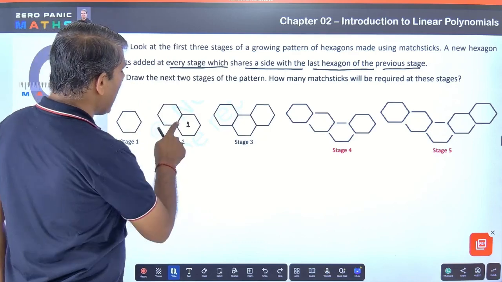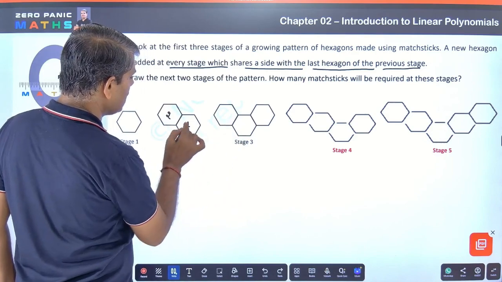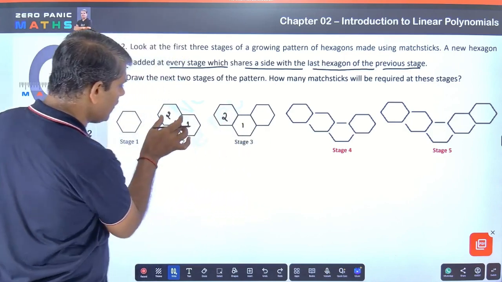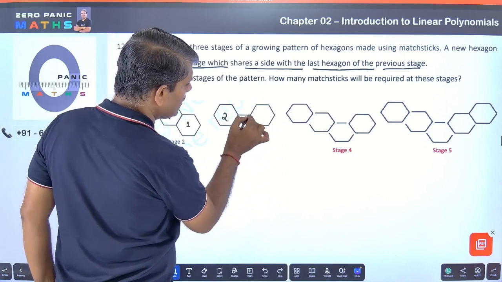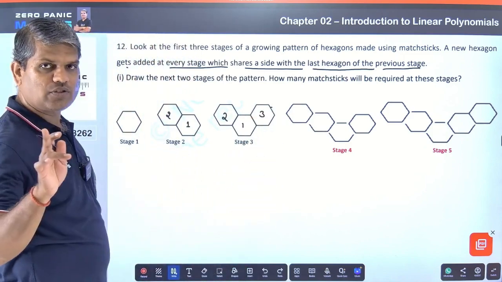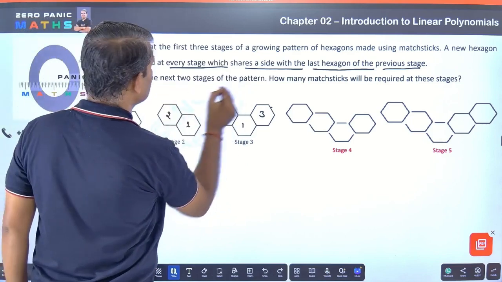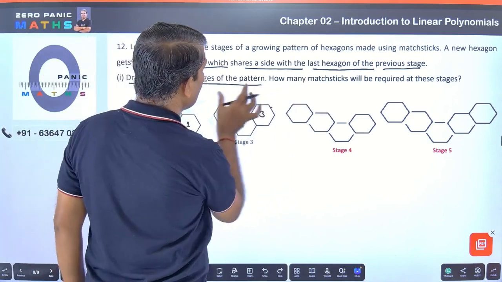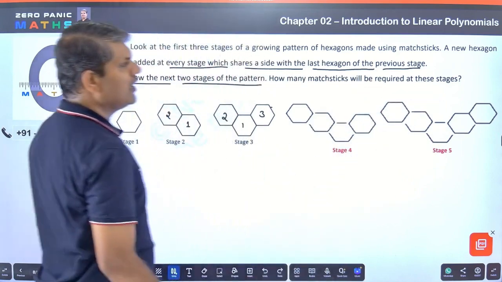Understood this? Suppose this is the second stage. Now for the third stage, I have the first and second hexagons, which were already there from the second stage, and on the right side of the first hexagon there is one more sharing of a matchstick to form the third hexagon. So the first question in this problem is: draw the next two stages of the pattern, continuing in this pattern, and find out how many matchsticks will be required at these stages.